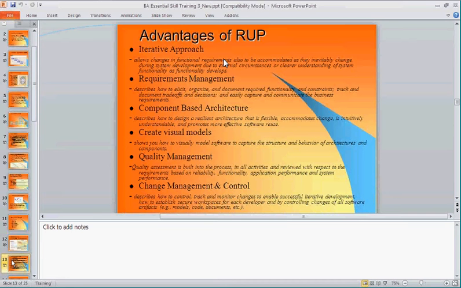All right? Another advantage of RUP is quality management. Now, the reason why we do all those processes and tons of iterations is what? So that we can develop quality software. Yes, no, maybe. Right? So, is there any other methodology that focuses on quality? No.